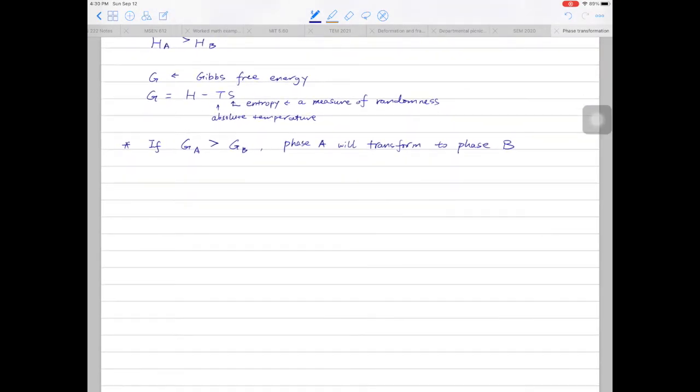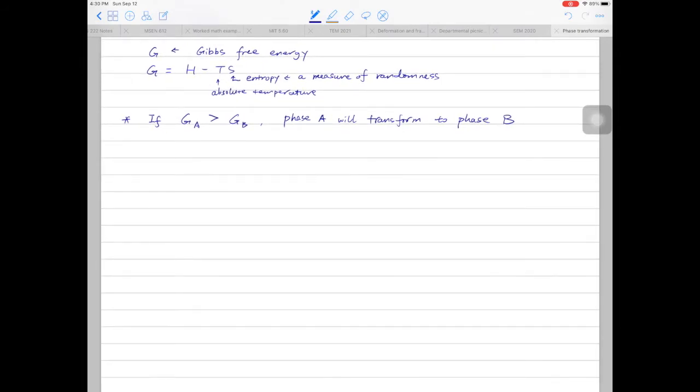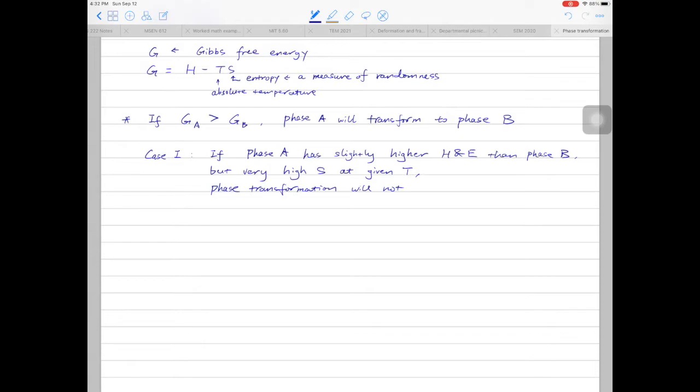Let's take one more look at why the internal energy or enthalpy alone cannot predict whether phase transformation will take place or not. Let's look at two scenarios. In the first case, the internal energy or enthalpy of phase A is larger than that of phase B, but it's only slightly larger. Meanwhile, phase A has much higher entropy than phase B at a given T. Under these conditions, phase transformation will not occur, and we say the effect of entropy is dominant.